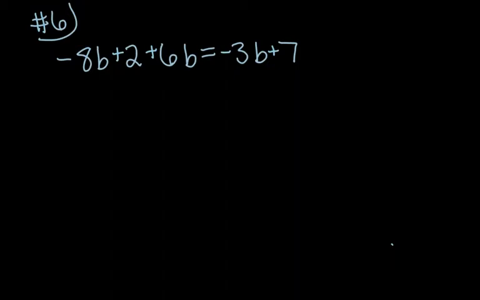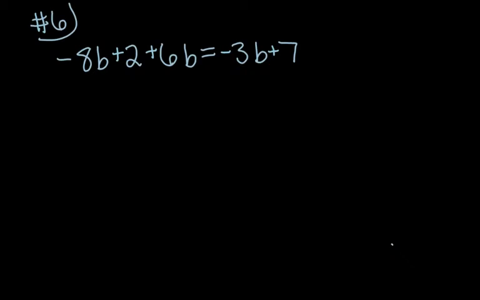All right, on number 6, we were given negative 8b plus 2 plus 6b equals negative 3b plus 7. And we had to solve the equation. So, before you solve an equation, you always want to simplify each side separately.